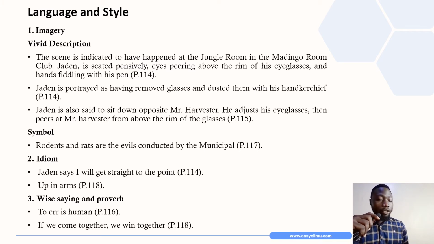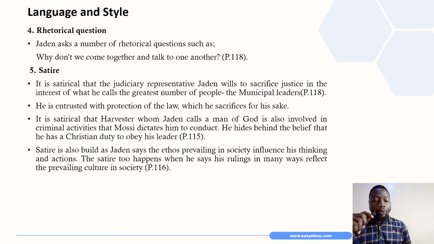There is also another wise saying: if we come together, we win together. This is when he was talking about bringing the two parties together, instead of fighting themselves. He thought that maybe if they join hands and come up with possible solutions or remedies to their problems, that is how they can fight the accusations together, and then they will eventually win as a team. The next style that we have is the use of rhetorical questions. Jaden asks a number of rhetorical questions, such as, why don't we come together and talk to one another?